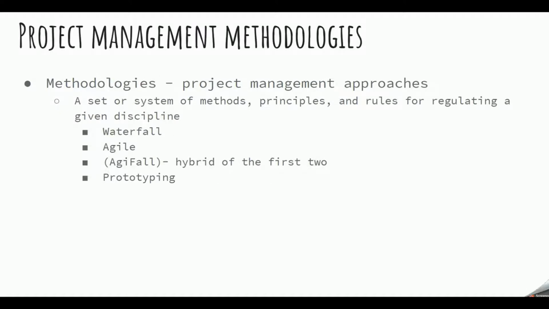So now let's move on and talk about project management methodologies. There are different types of methodologies. A methodology is a system of methods or principles and rules for regulating a given discipline. Broadly speaking, there are four methodologies that are most popular. The first one is waterfall, the second one is agile, the third type is called Agifall, which is a hybrid of the first two, and the final approach is prototyping.